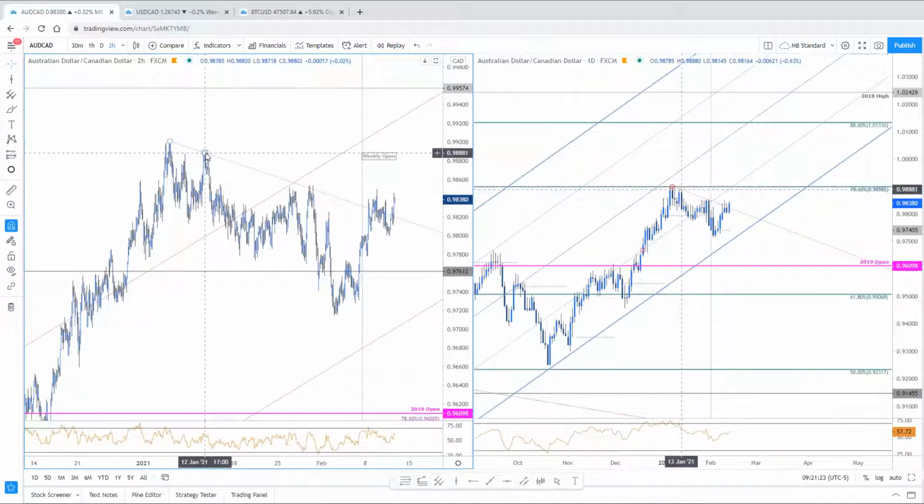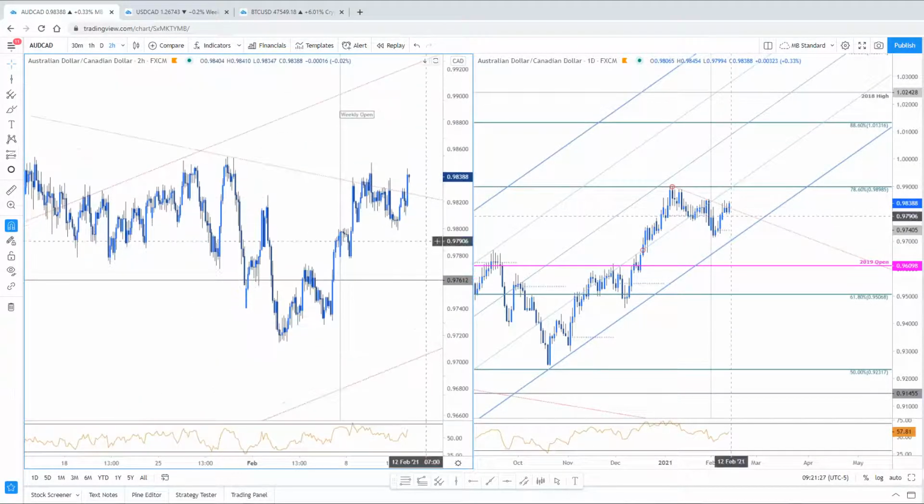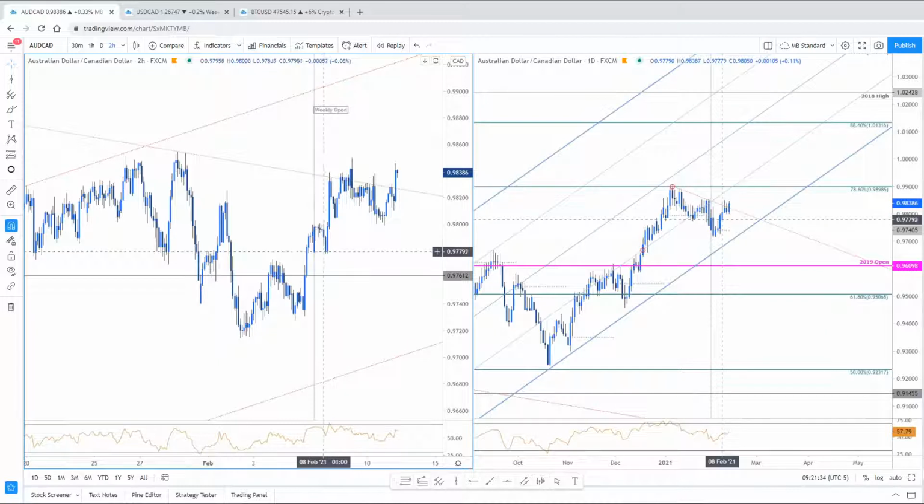Looks tired. Again, looks tired. I wouldn't be chasing this one. That's not a breakout. I wouldn't be comfortable calling a real breakout yet. At the end of the day, the weekly opening range never even got cleared on this one, Martin.